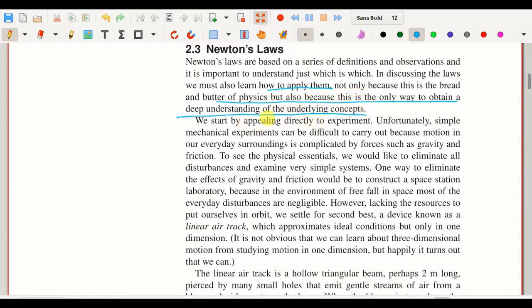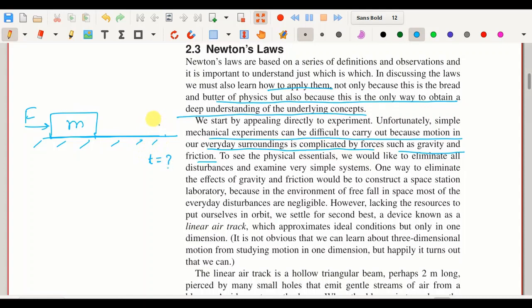We start by appealing directly to experiment. Unfortunately, simple mechanical experiments can be difficult to carry out because motion in our everyday surroundings is complicated by forces such as gravity and friction. Suppose I am telling you, okay, do this experiment in your home. Suppose you are applying some force F, and you predict using the equation of motion how long it will take to stop.